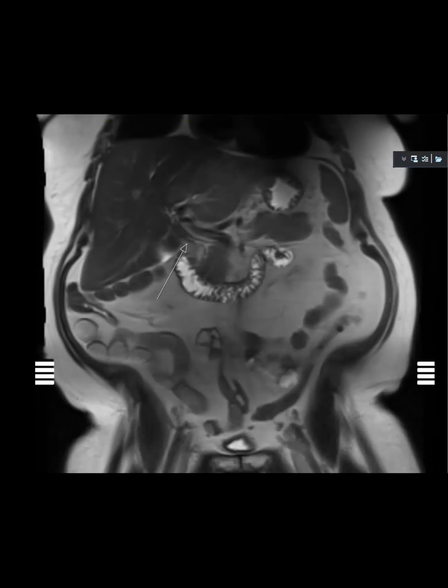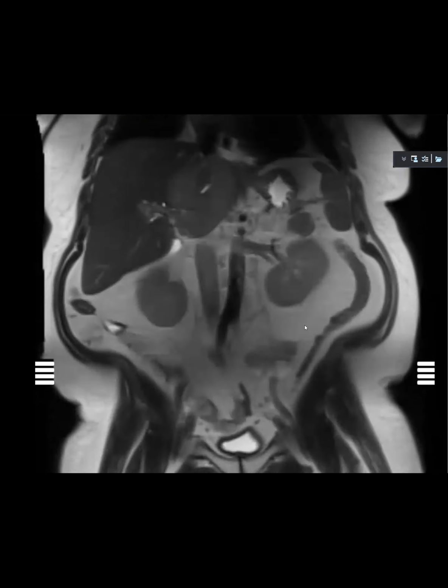And IgG4 of the hepatobiliary system can look just like PSC, but it can also look like cholangio too, right? Yes, there can be a mass-forming type, and that is frequently misdiagnosed as cholangio. There's a lot of different manifestations of IgG4 in the hepatobiliary region.